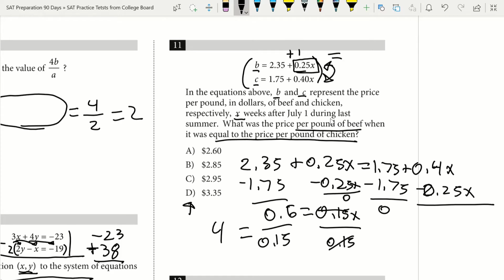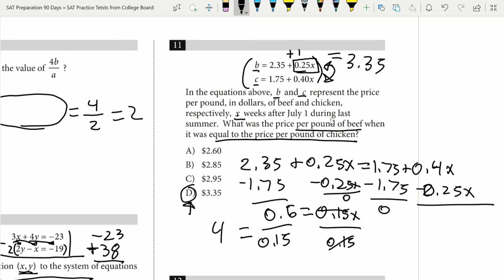So we want to make sure we're picking the easier equation to manipulate. In this case, since we had to multiply by 4, if we have something that's 1/4, like 0.25 is, I want to pick that equation. So now when I pick that, I'm going to have 2.35 plus 1/4 times 4, which is 1. So I'll have 3.35 as my answer. So my answer there is going to be D.